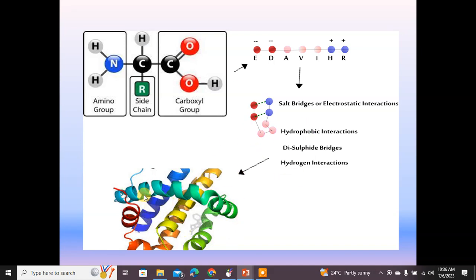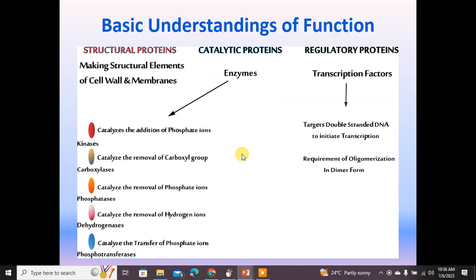Finally you will have this kind of structure, which we also call a 3D structure or three-dimensional structure of protein, or a completely folded structure. So that's how it works and that's how it folds.